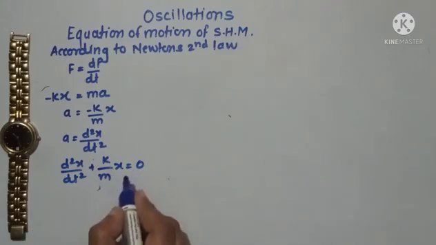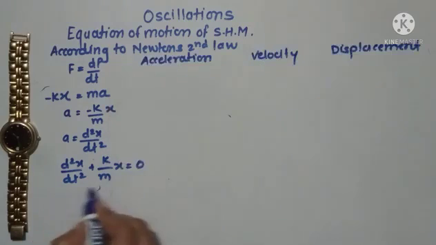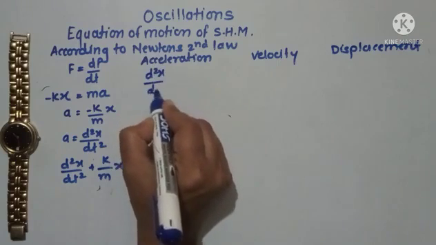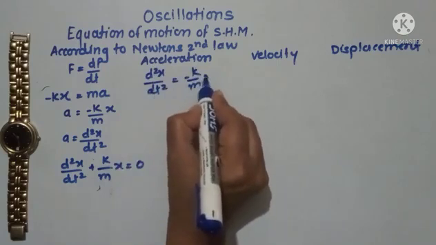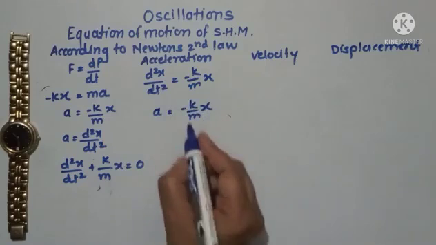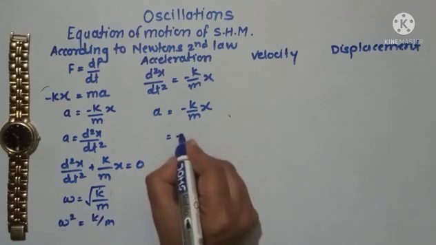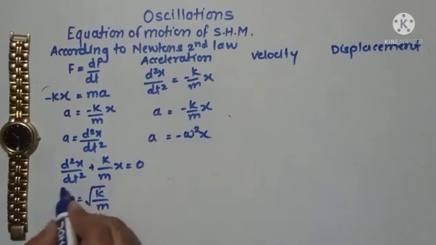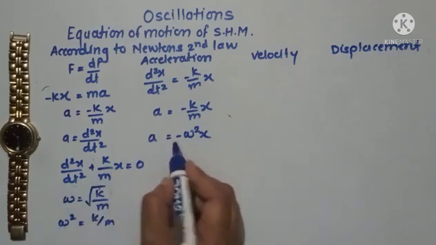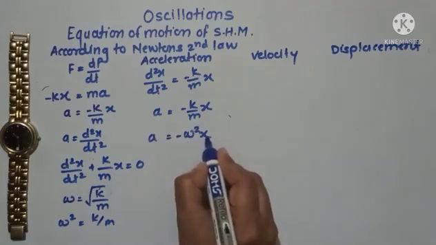Now from this equation you can calculate all the remaining entities like acceleration, velocity and displacement. From this equation I can write d square x upon dt square is equal to minus k upon m into x. This is nothing but the acceleration a. We have considered a new entity omega equal to square root of k upon m, so omega square is equal to k upon m. Let me put this value, so this will be minus omega square x. So once you know the equation of motion, you can calculate the acceleration. From this equation you can see that the acceleration is always directed opposite to the displacement.